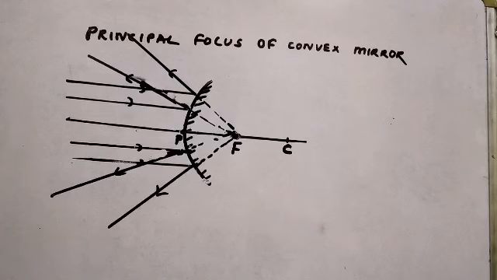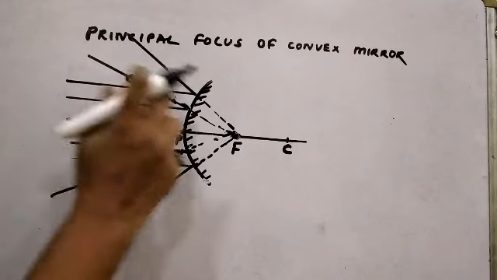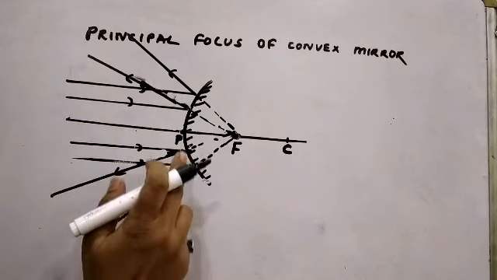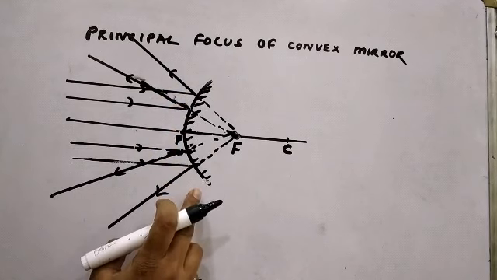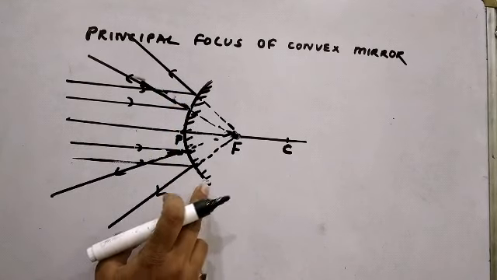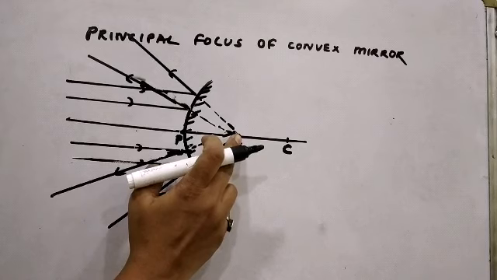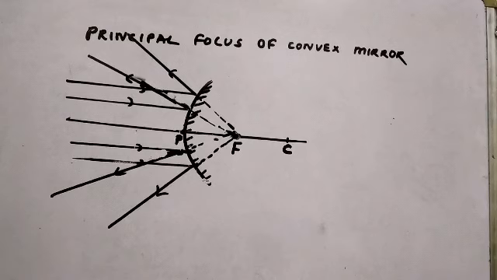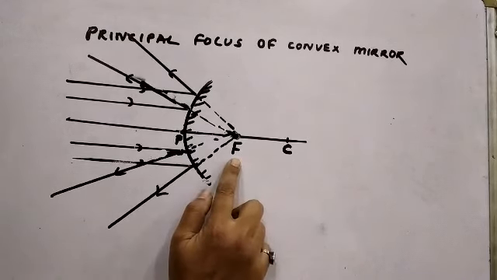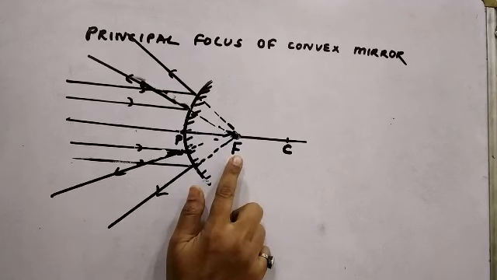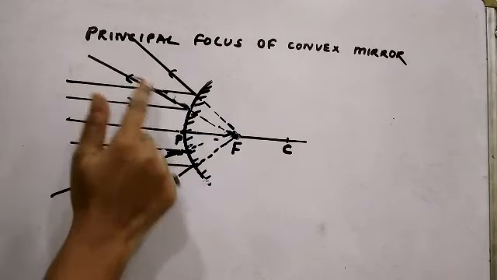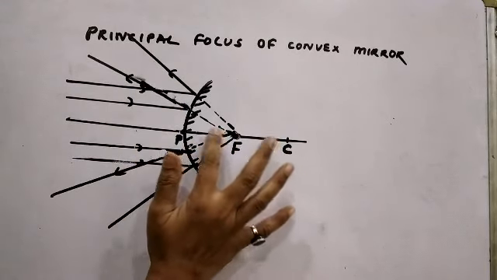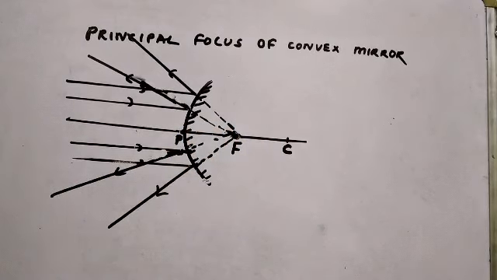We define the principal focus of a convex mirror as follows: rays of light parallel to the principal axis and incident on a convex mirror, after reflection, appear to come from a point on the principal axis behind the mirror. This point is called the principal focus of a convex mirror. Principal focus is always denoted by capital F. Principal focus of a convex mirror is virtual because the reflected rays do not actually meet at a point, but they appear to meet at a point after reflection.